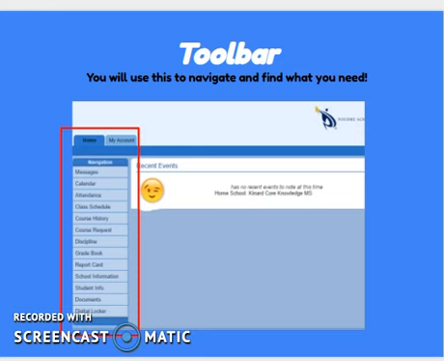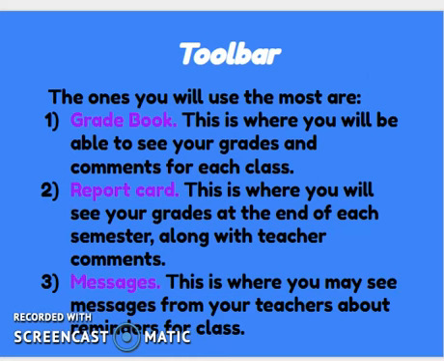Once you have done so, you will see a screen that looks a whole lot like this, minus the winky face. So this is your toolbar. You will see on this side right here where my cursor is, these are all of the options that you have to navigate the gradebook. So let's talk about what some of them mean. The most common ones that you will use are gradebook, report card, and messages. So gradebook is where you can click and see your grades for each class. So that's where you're going to use probably most of the time.